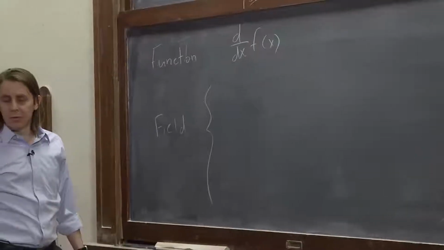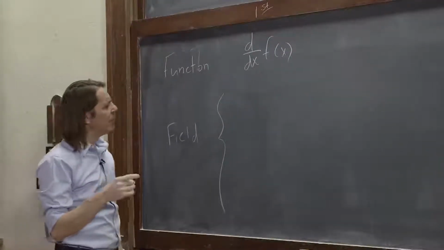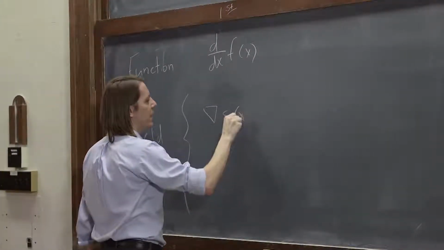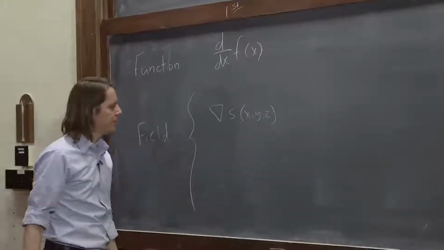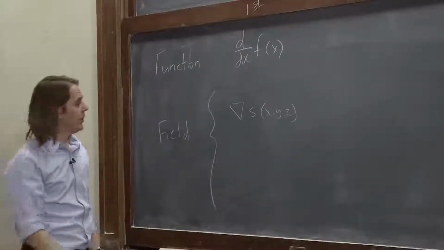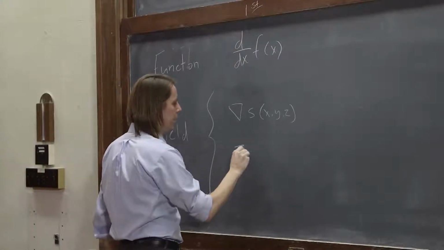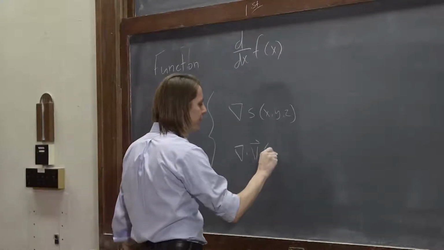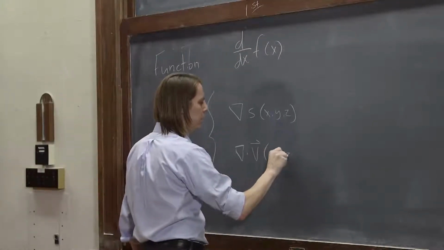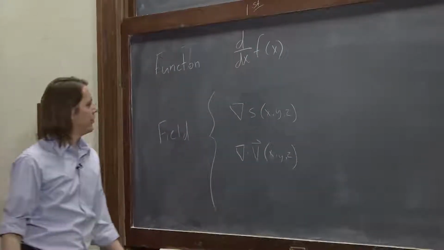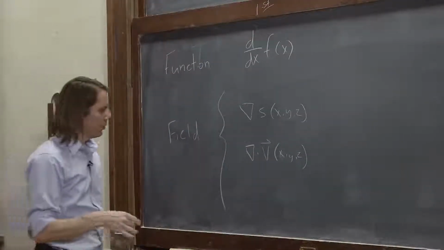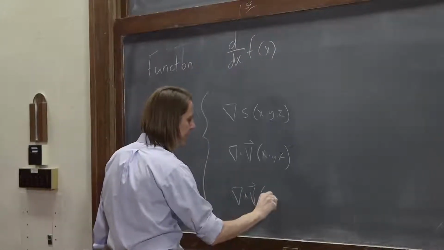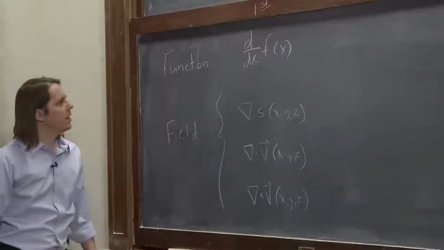We had three kinds of derivatives for fields. If we had a scalar field, it was del, the gradient, del of s, where s is a function of x, y, and z. And then if it's a vector field, we had the divergence, del dot v, where each component can be a function of x, y, and z. That distinguishes them from the simple function. And then, of course, there was the curl, del cross v, where that's a function of x, y, and z. Those were our first derivatives.